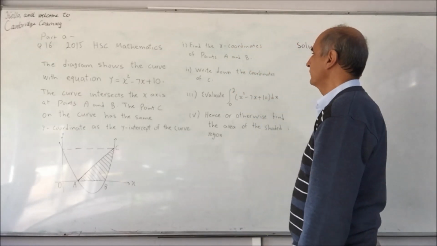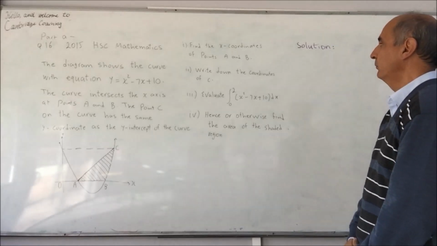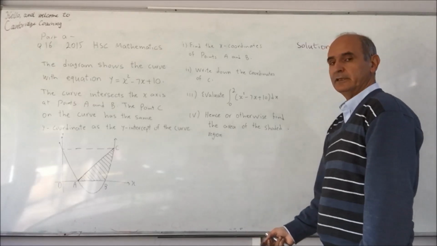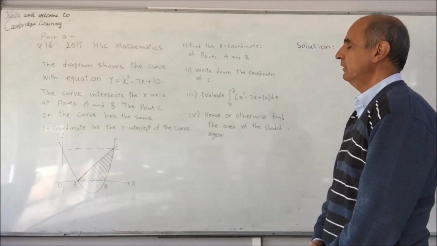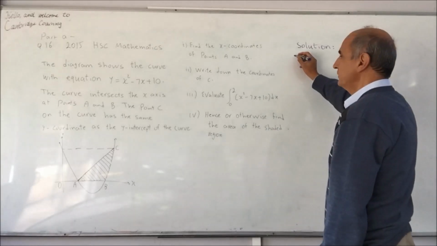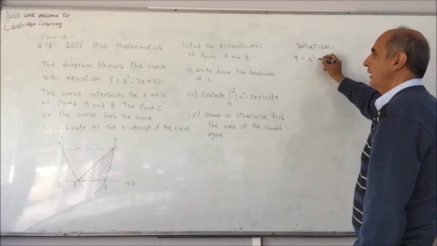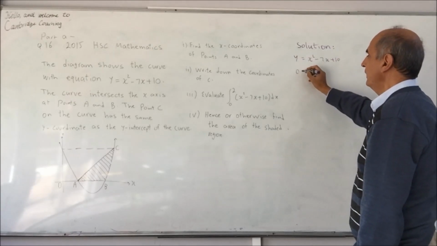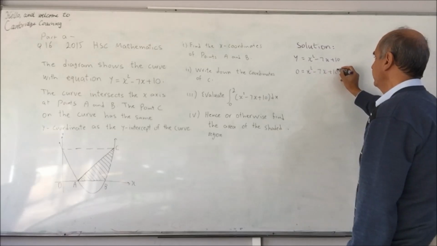Now let's see what the question is asking us to do. Find the x-coordinates of points A and B. To find the x-intercepts of any curve, we substitute 0 for y. Our equation is y equals x squared minus 7x plus 10. I substitute 0 for y. I get 0 is equal to x squared minus 7x plus 10.